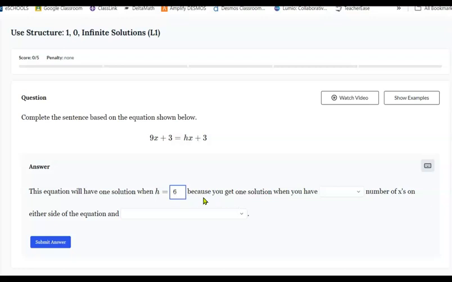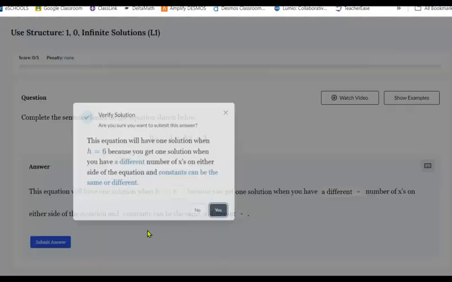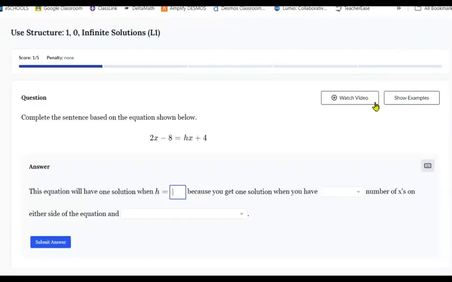So I'm going to type a random number in this box here. I typed a 6 because you get one solution when you have a different number of x's on either side, and you can have constants that are the same or different, doesn't matter. Let's take a look at one more. This one, again, wants us to have one solution. So remember, when you have one solution, your coefficients of x have to be different. So you can choose any number you want, but not a 2. So I'm going to put a 7 in here, and that means I have a different number of x's, and the constants can be the same or different.